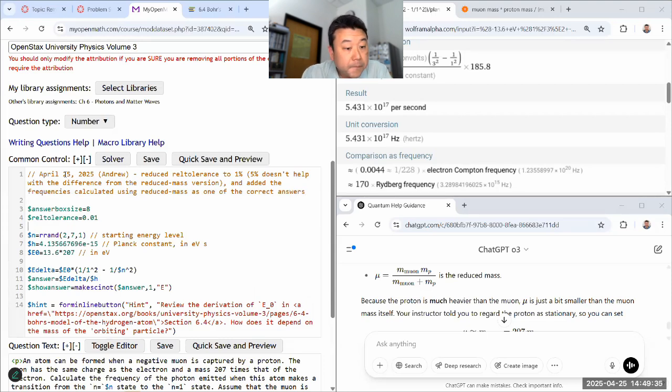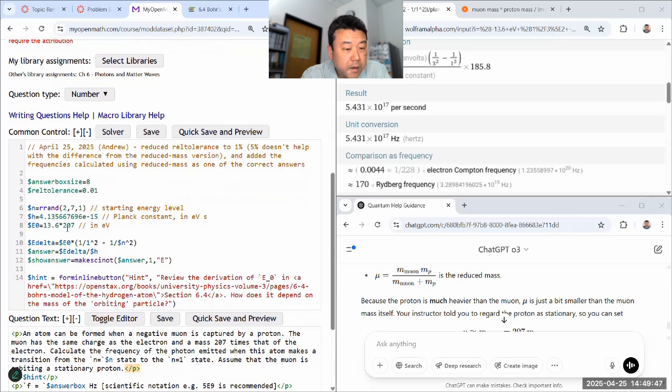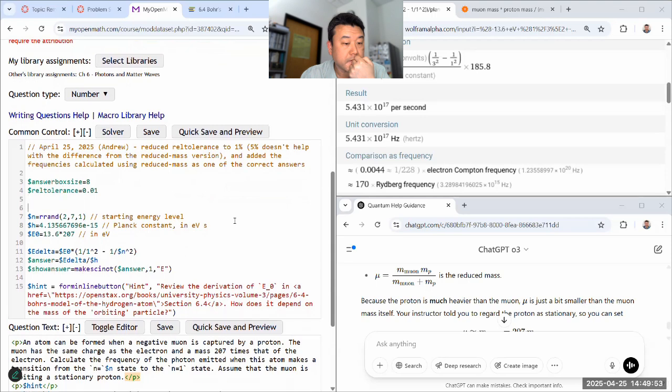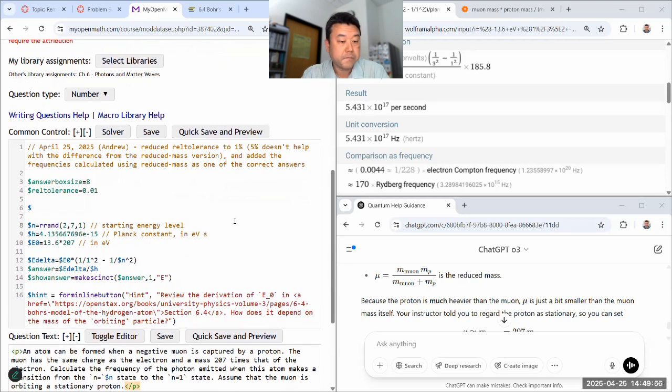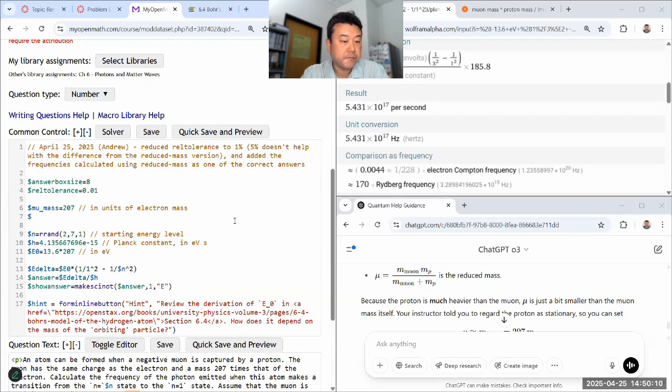So, all these. Oh yeah, the 207. So I'll have to. The muon mass is equal to 207 in units of electron mass. Reduced mass is equal to, now program this in as just a numerical factor.